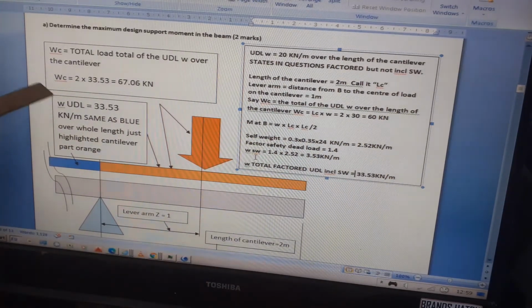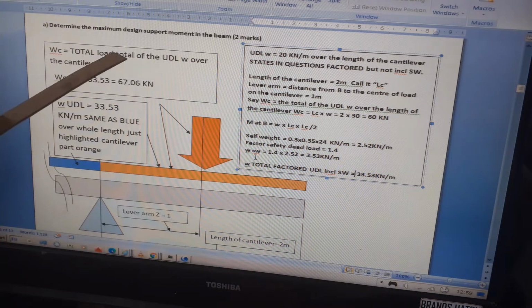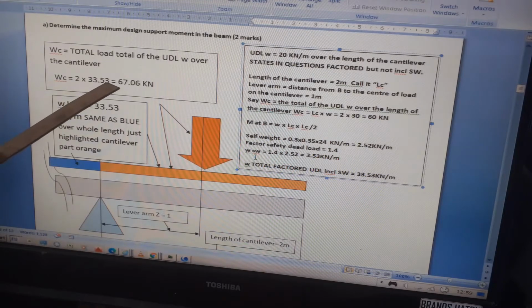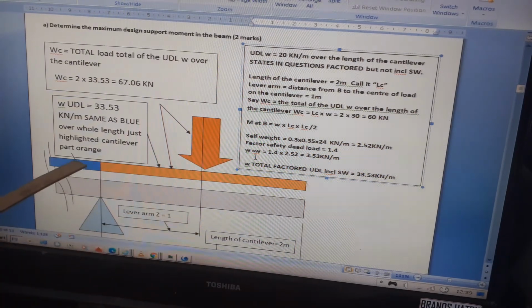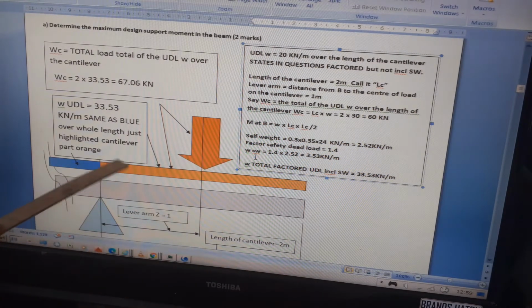So when you go back now to WC, that's the total equivalent point load of the UDL over the cantilever. It's 2 times 33.53. So I've just said that again there. That UDL is applied over the whole beam. I just highlighted the orange section for the cantilever part.